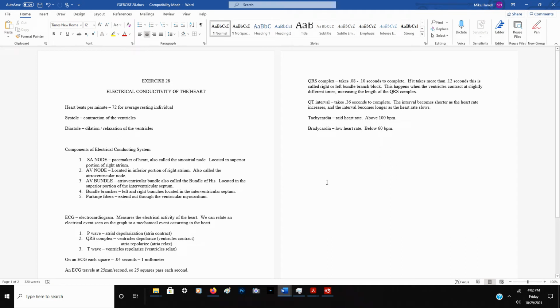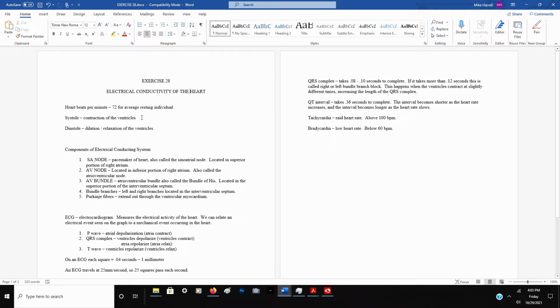Exercise 28, electrical conductivity of the heart. Now before we get into the electric conducting system and other things, let's just look at a few other items right here. First of all, most books will tell you, if you look at the average resting adult, they should have a heart rate of around 72 beats per minute.